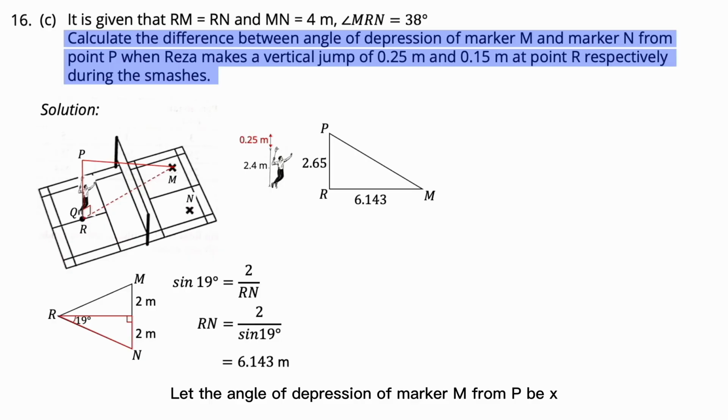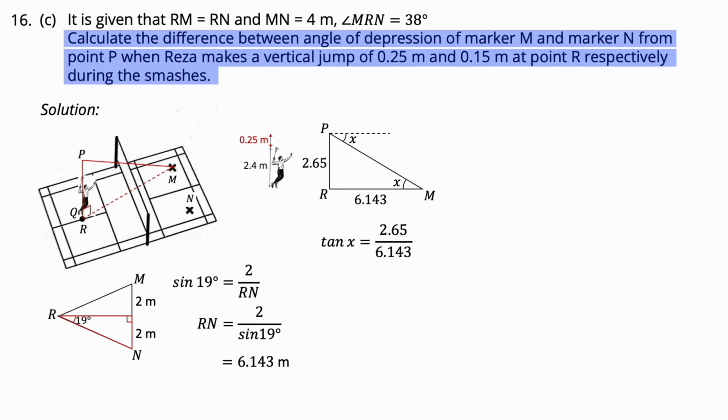Let the angle of depression of marker M from P be x. Angle PMR is an alternate angle of angle x. By using the formula of tangent, opposite over adjacent, tangent x equals 2.65 over 6.143, x equals 23.33 degrees.